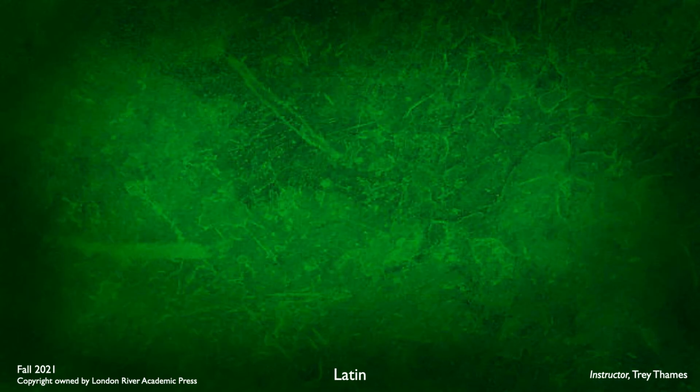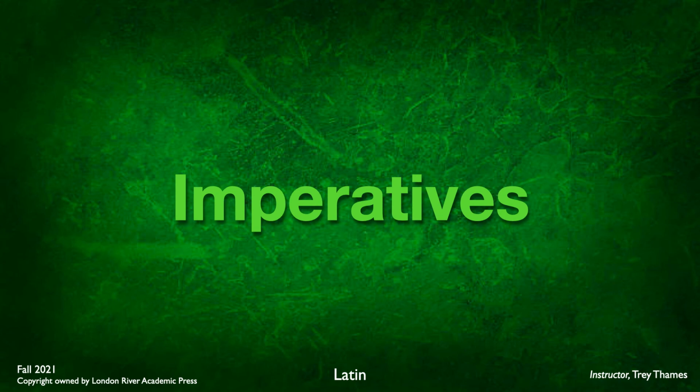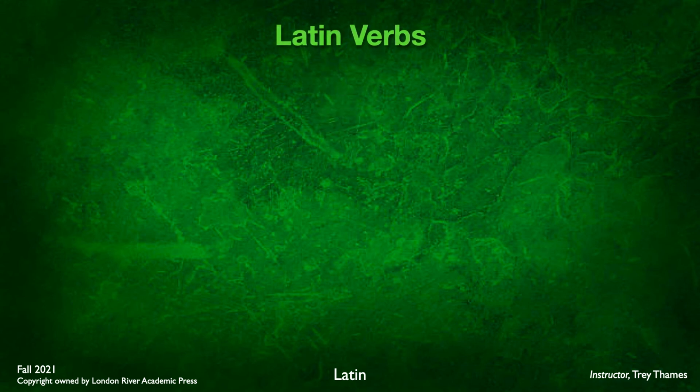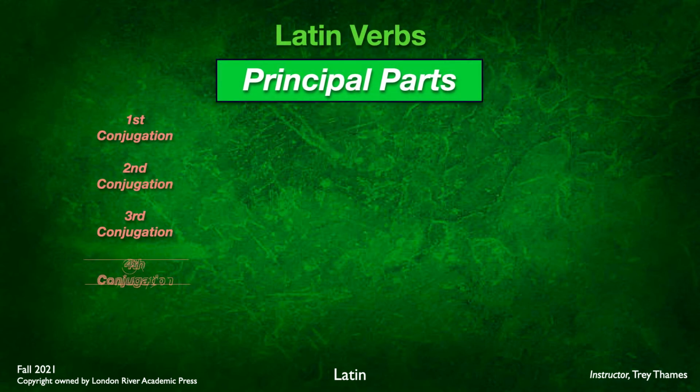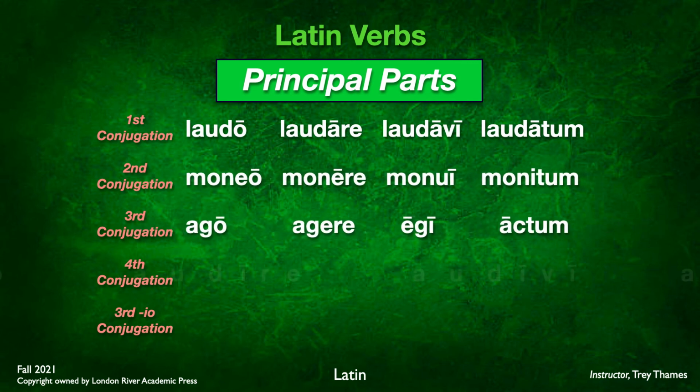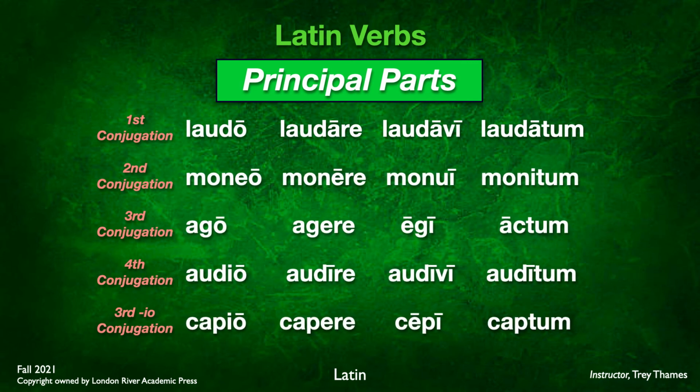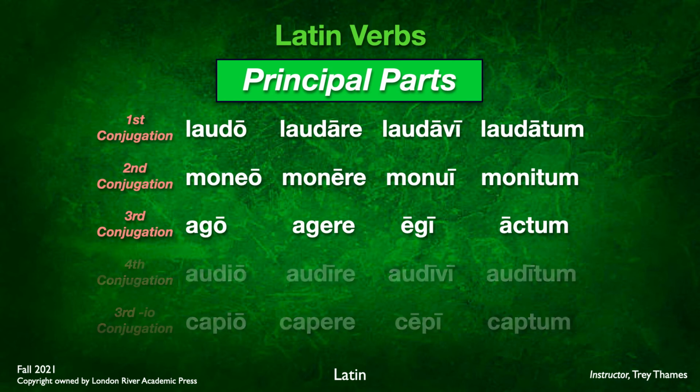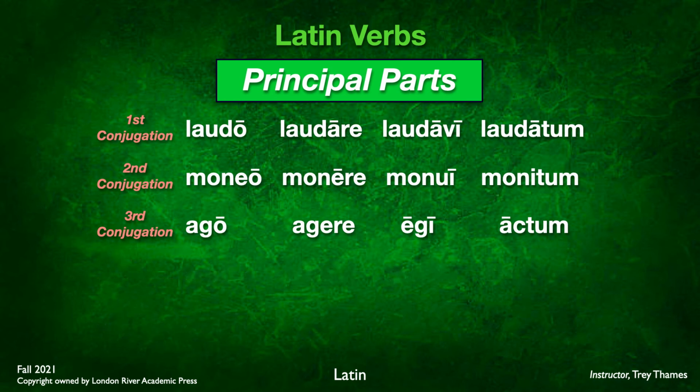Okay, now that you're back, we've got imperatives. Now, imperatives, you've already learned the rule for this, and this is, for the most part, pretty straightforward. Here's our paradigm verbs for first, second, third, fourth, and third IO verbs. Again, we're not worried about fourth and third IO at this point. We're only worried about first, second, and now third conjugation. So here we go. Laudo, laudare, laudavi, laudatum, moneo, monere, monui, monitum, ago, agere, egi, actum.